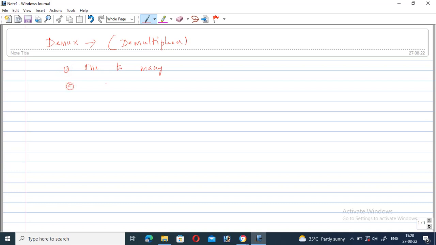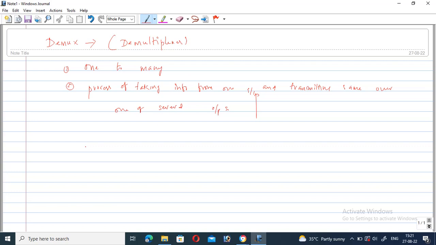The second point is the process of taking information from one input and transmitting the same over one of several output lines. So this is the basic Demux operation.